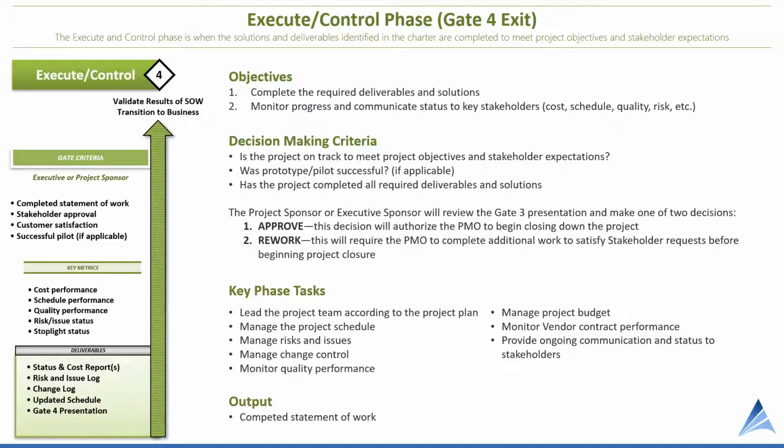The execute and control phase is really about the project working toward the solutions identified in the project charter and business case. And at the end of this phase, it's really to determine if the project completed its objectives before it gets closed out. Again, for each organization, there may be a different level of rigor based on the need. And you can add more deliverables or fewer deliverables, more criteria or less criteria, depending on the maturity and the need of your organization.